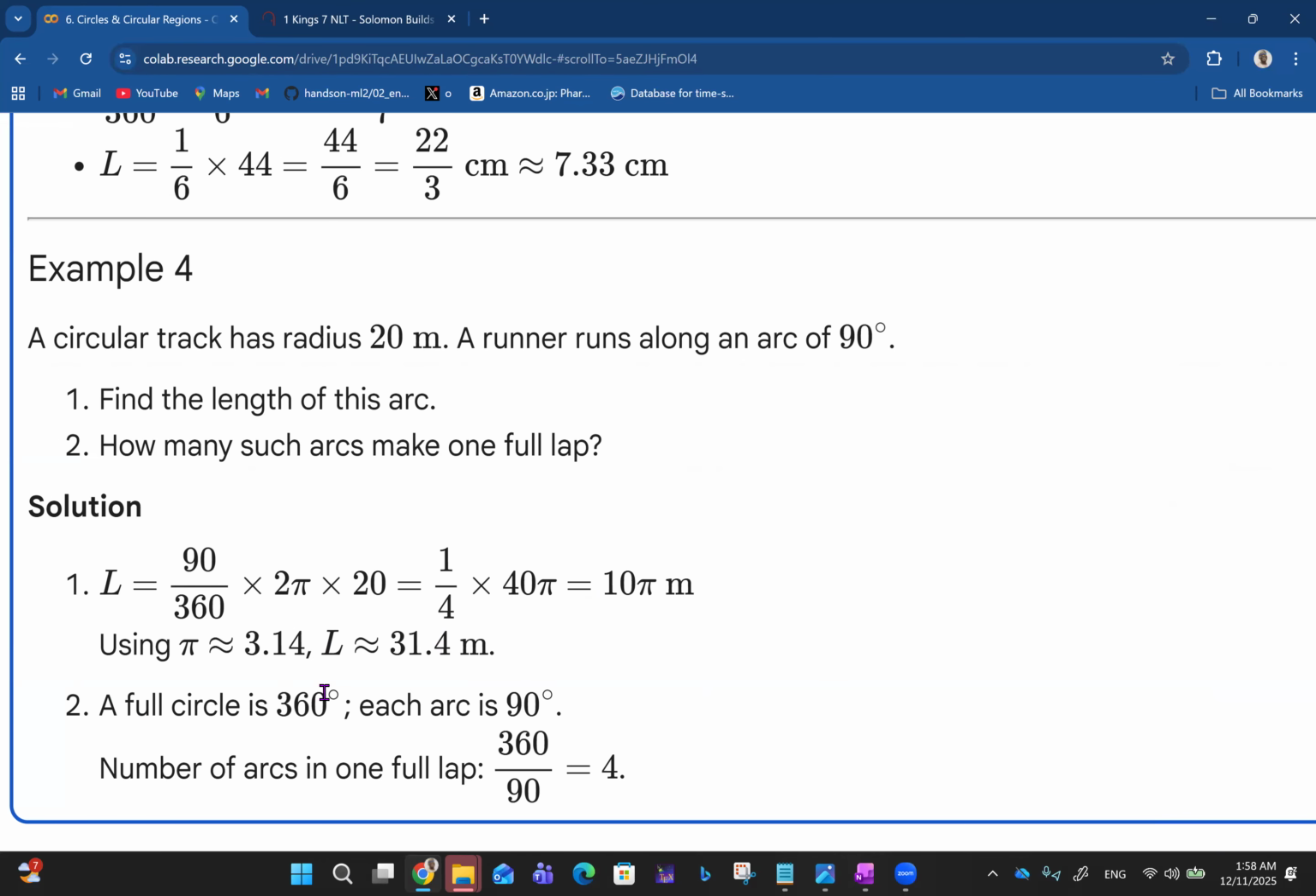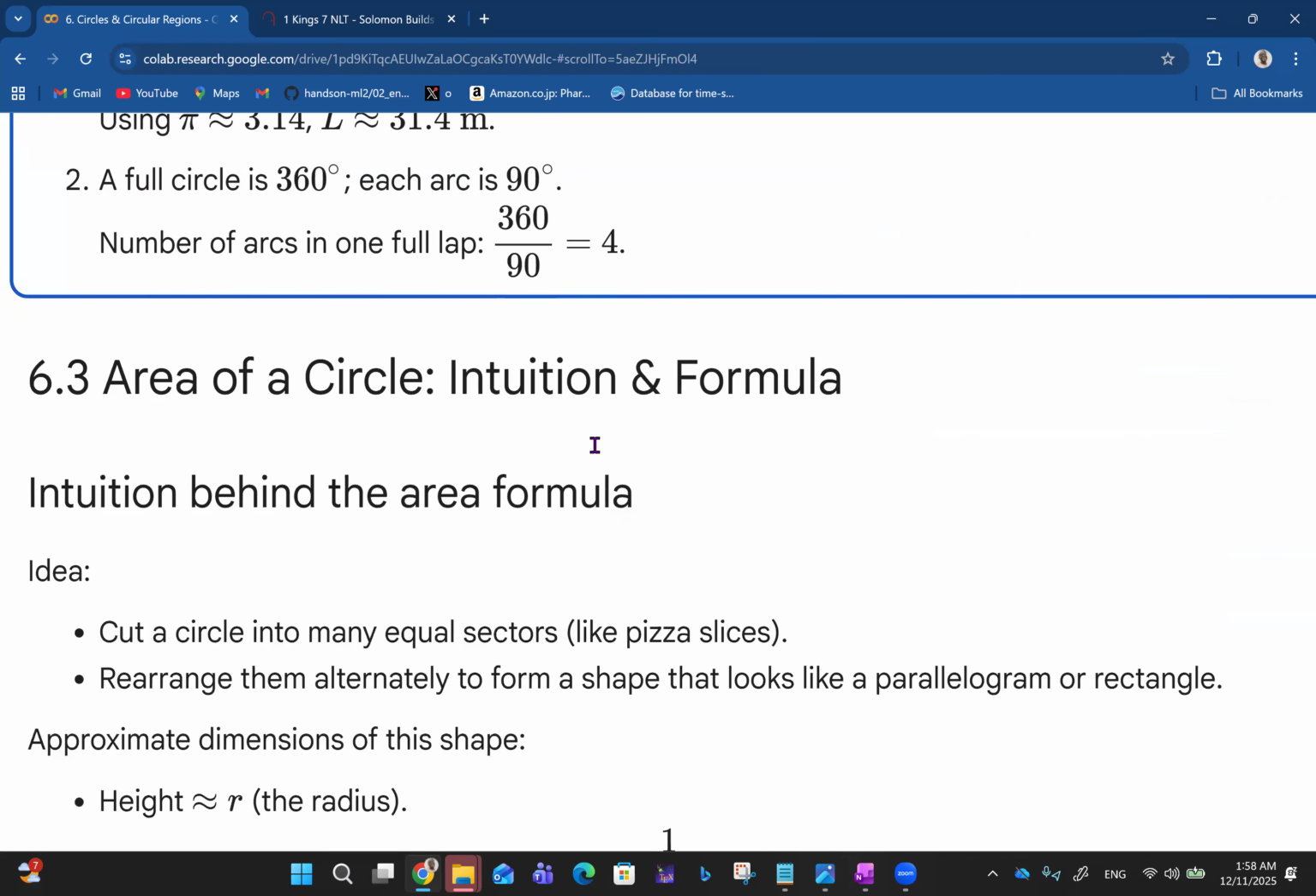So a full circle is 360 degrees, and each arc is 90 degrees. So the number of arcs in one full lap would be 360 over 90, which is 4. So there are 4 such arcs making one full lap. That's easy peasy.